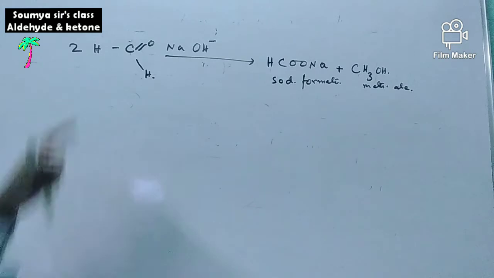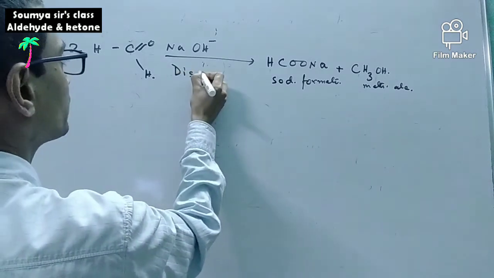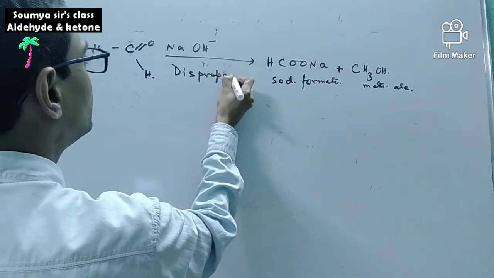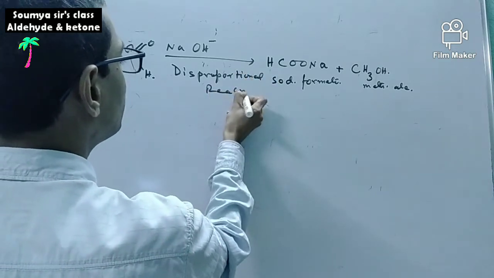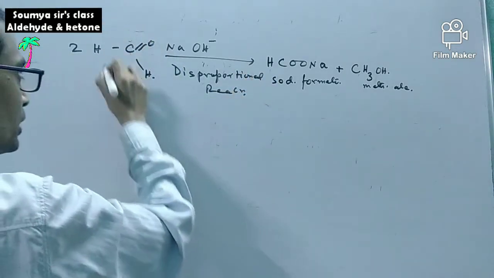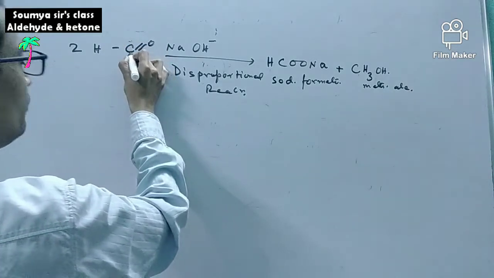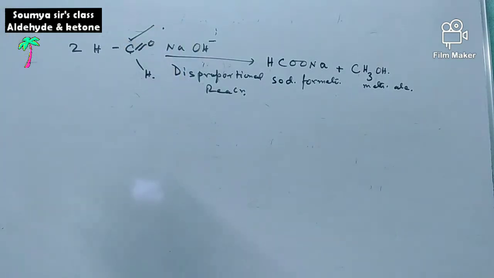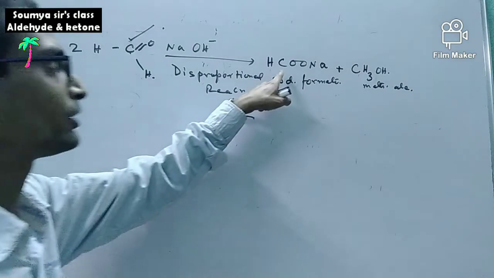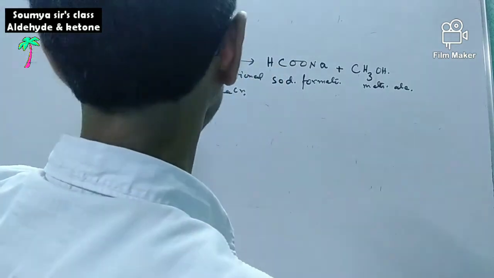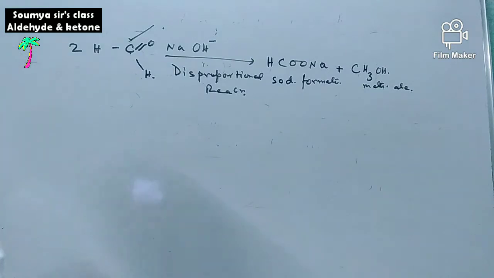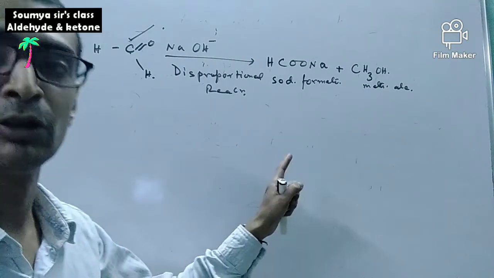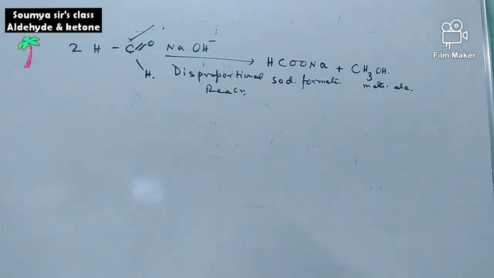So it is technically a disproportionation reaction. What is a disproportionation reaction? It is the simultaneous oxidation and reduction of the same atom. Here the same atom, carbon, simultaneously oxidizes to an acid and reduces to an alcohol. So this is the Cannizzaro reaction, but the exact mechanism will be discussed in the next class.